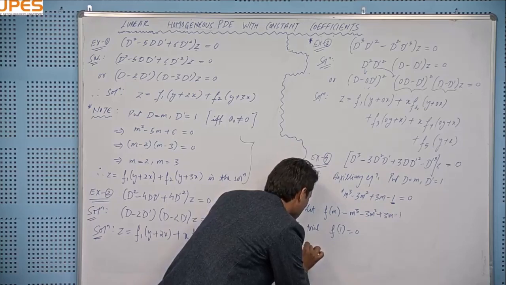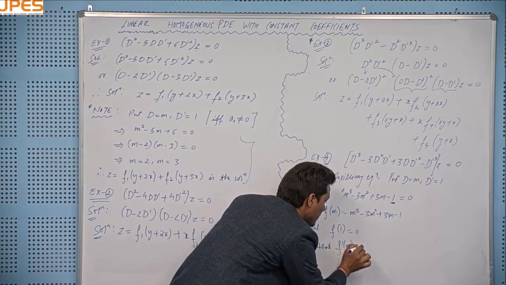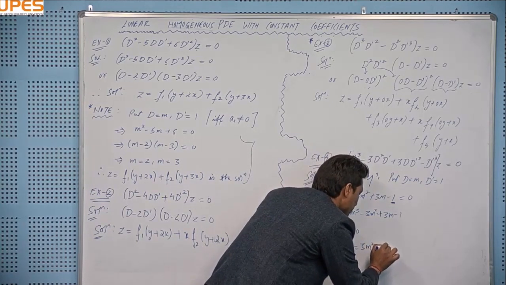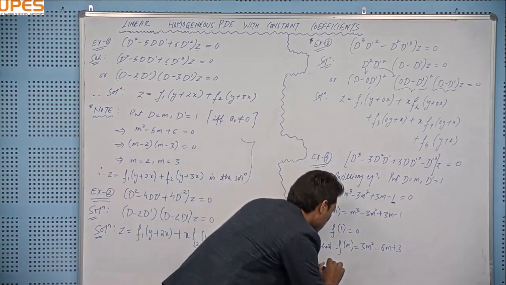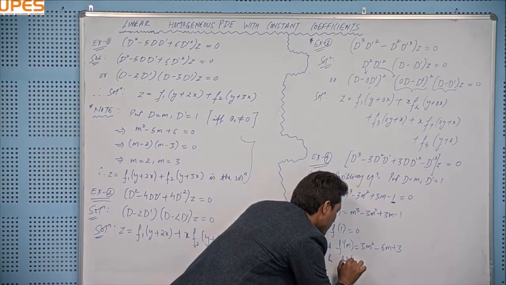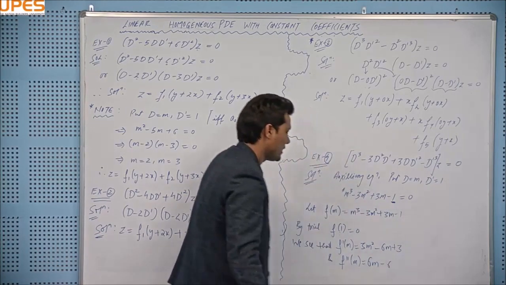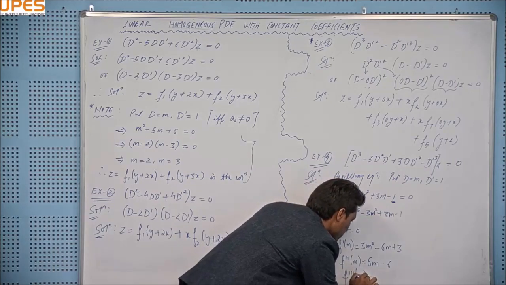f dash m is 3m square minus 6m plus 3, right? Let me calculate f double dash m also. f double dash m is equal to 6m minus 6, and f triple dash is the constant 6.